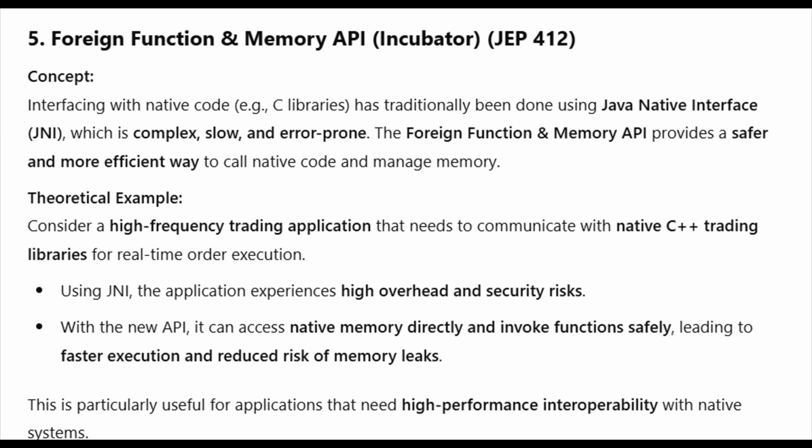Theoretical example. Consider a high-frequency trading application that needs to communicate with native C++ trading libraries for real-time order execution. Using JNI, the application experiences high overhead and security risks. With the new API, it can access native memory directly and invoke functions safely, leading to faster execution and reduced risk of memory leaks. This is particularly useful for applications that need high-performance interoperability with native systems.